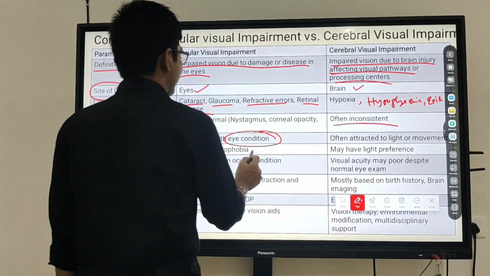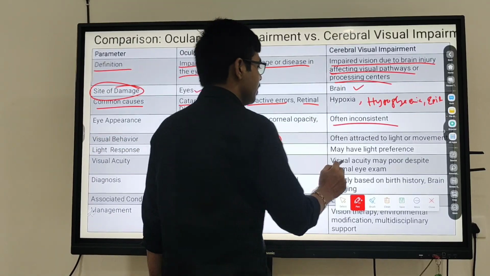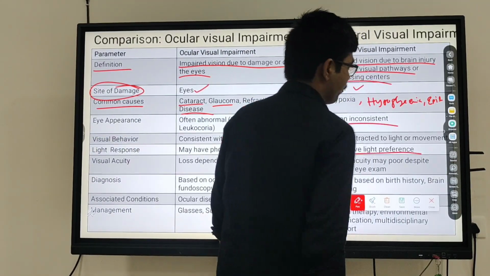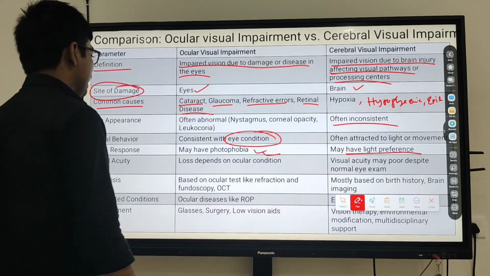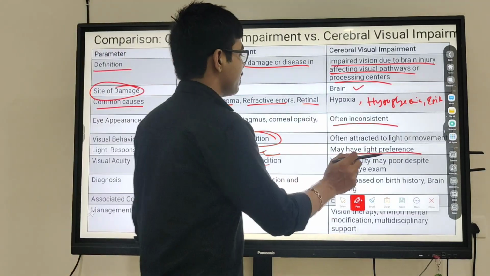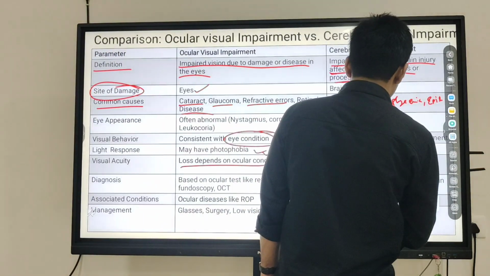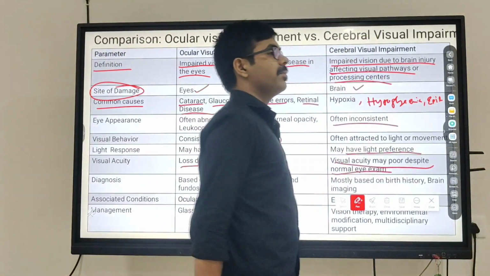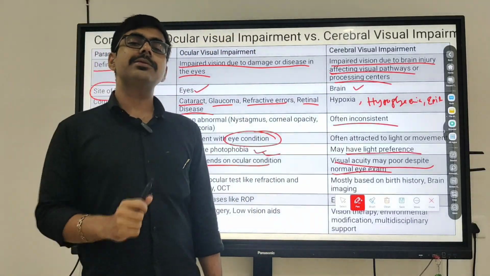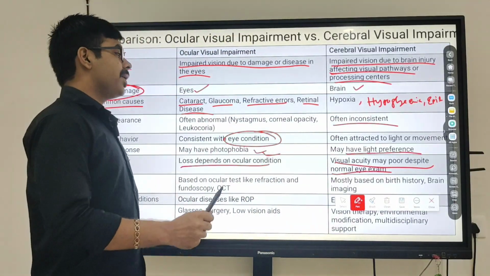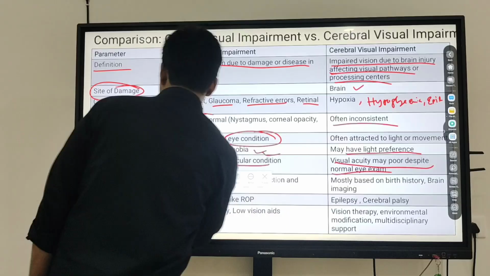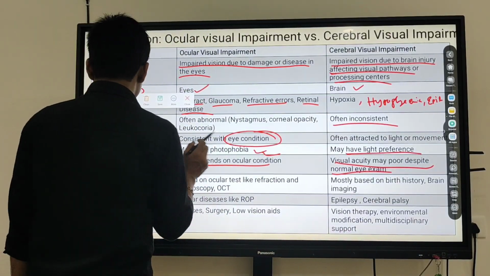Light response: the child can have photophobia. In cerebral visual impairment, the child may have a light preference or light gazing. Visual acuity loss depends on the ocular condition, but in cerebral visual impairment visual acuity may be poor despite a normal eye examination. Although the eye examination is normal, the child can still have reduced visual acuity if you check through different tests.